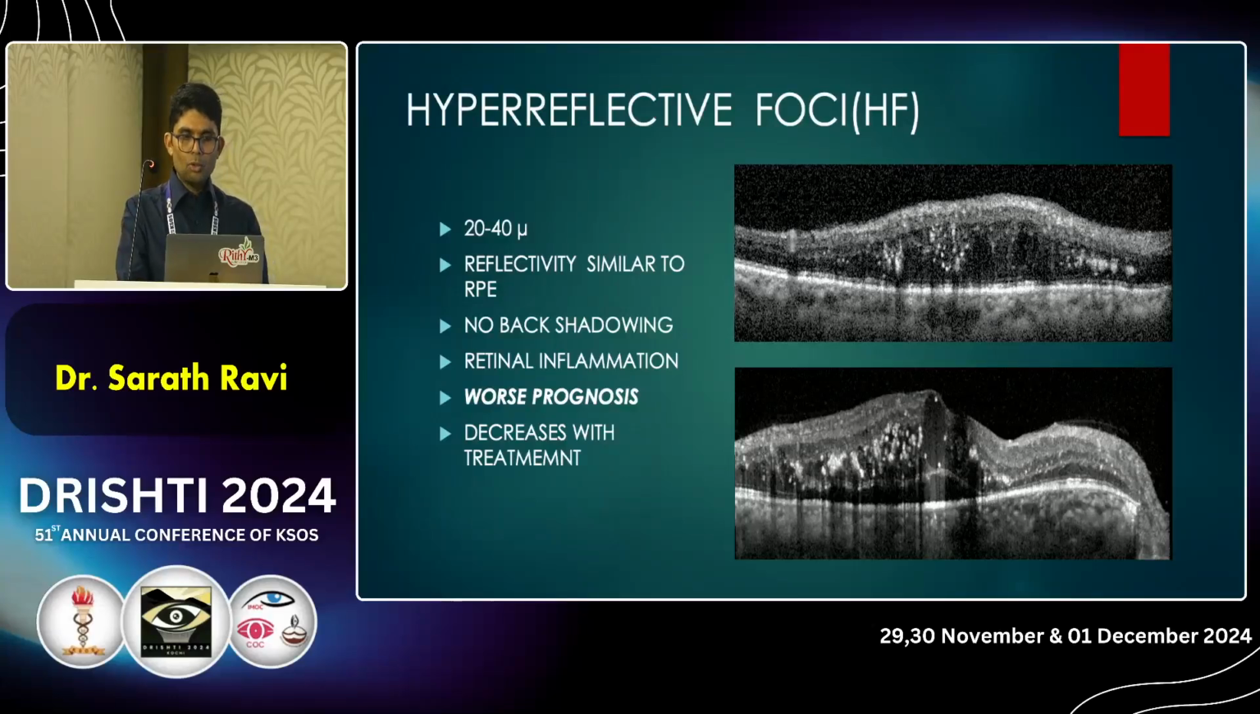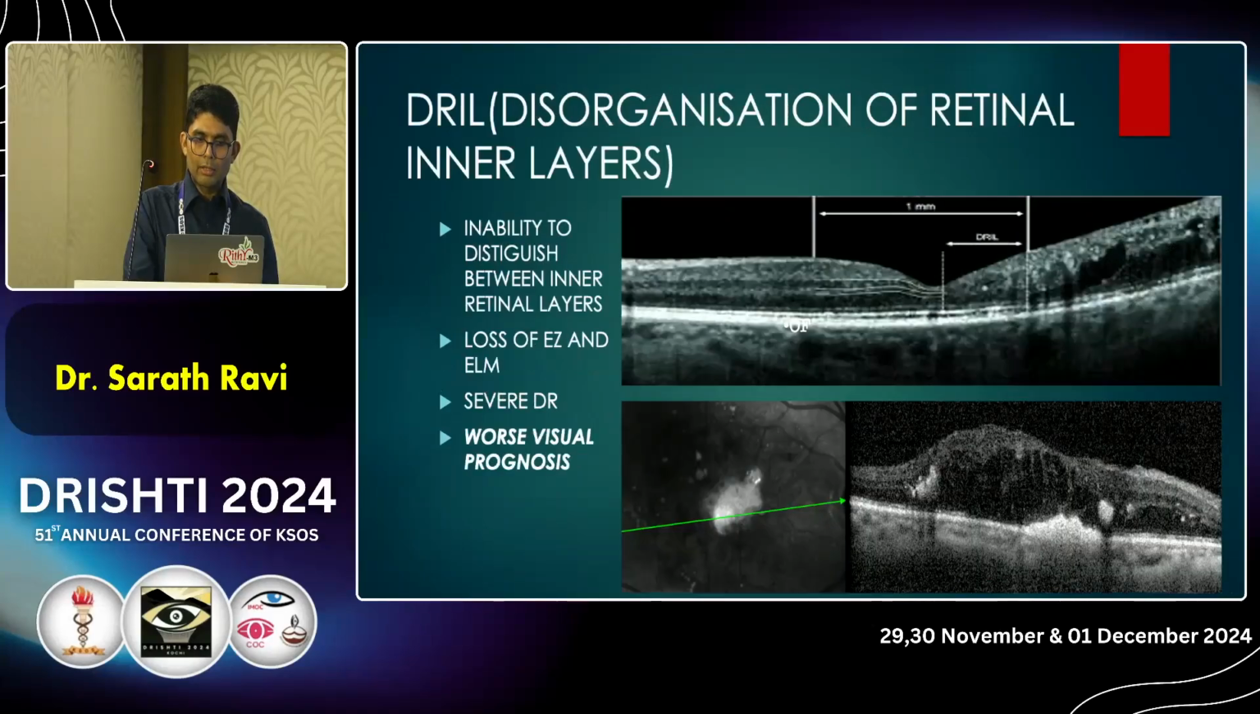The other prognostic factors include the hyperreflective foci, which are small punctiform lesions, 20 to 40 microns, the reflectivity being similar to the RPE or higher than that of the RPE, no backshadowing is present. These are OCT biomarkers of retinal inflammation and usually indicate a poor prognosis. Their number decreases with treatment.